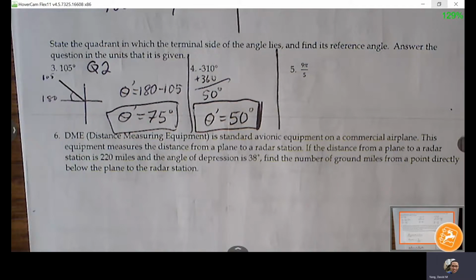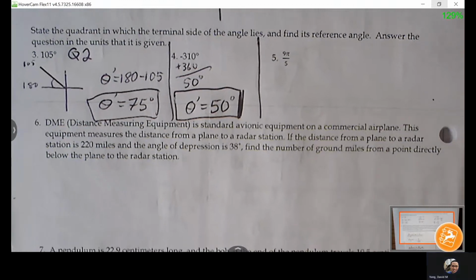So if your terminal side is in the first quadrant, there's no adjustment needed to be made. Whatever angle you have there is your acute angle, is your reference angle. Okay. Question so far?